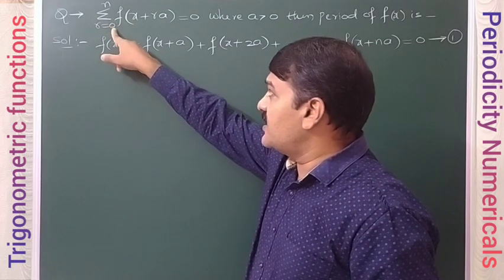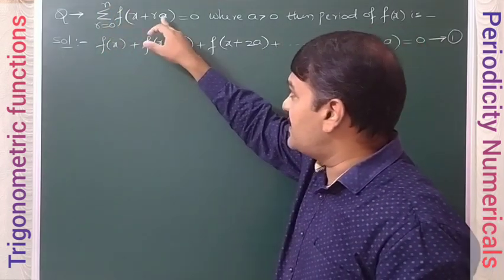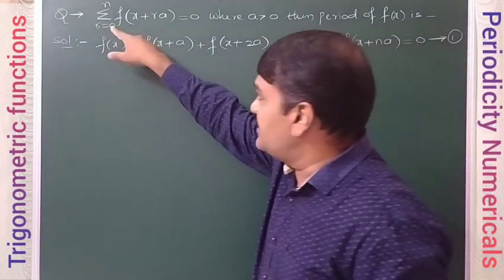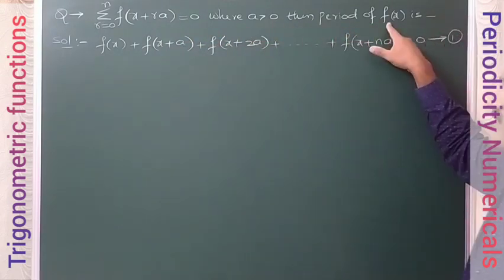So summation r runs from 0 to n, f of x plus ra is equal to 0. So this is the equation given. a is positive. The period of f of x is required.